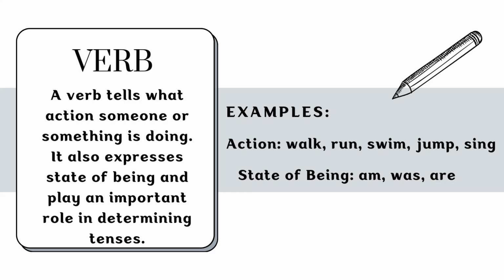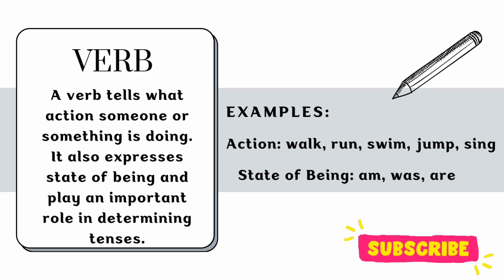Every complete sentence must contain at least one verb. Verbs can change form depending on subject or tense or mood and voice. Examples: walk, run, swim, sing, etc. State of being: am, was, are.